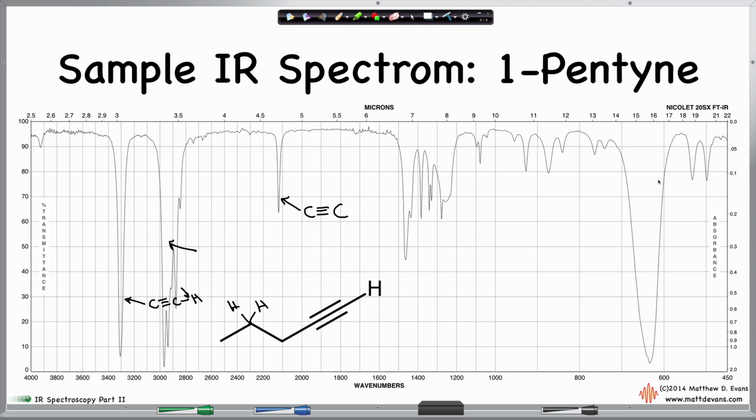This is the fingerprint region down here, of course, not so useful except to identify molecules, prove that they are what we say they are, match them up to databases. Really not a whole lot going on here either. So these are the most distinctive. This one and this one, that's about it for this.